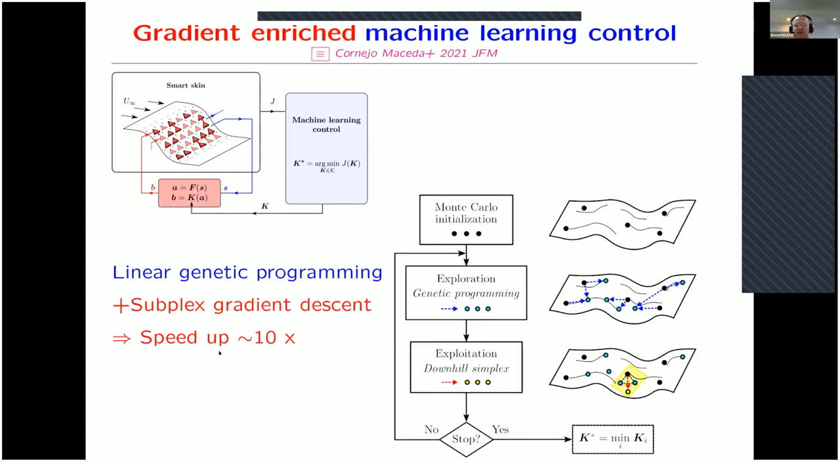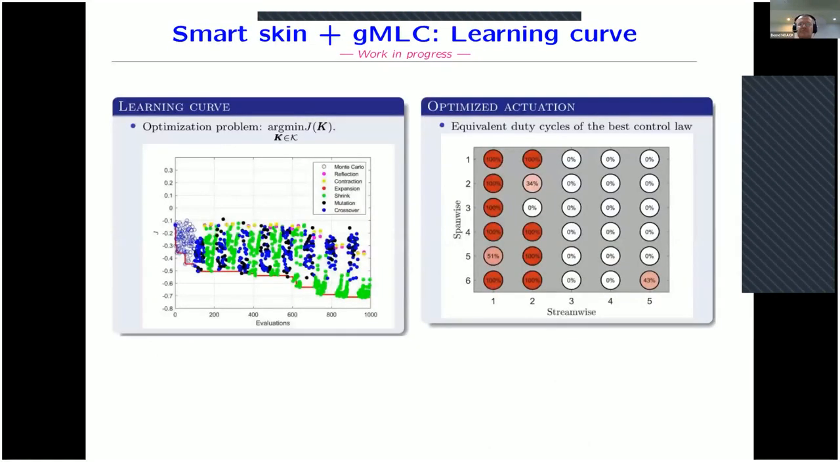So genetic programming, downhill simplex to the best minima, and so on until we stop. And this can speed up the learning process roughly by one order of magnitude, as we have found in a number of different experiments and simulations. Here you see the corresponding results. On the y-axis, this is the cost function. The more negative, the better it is. This is the number of experiments. You see we have 1,000 experiments, 20 seconds each.